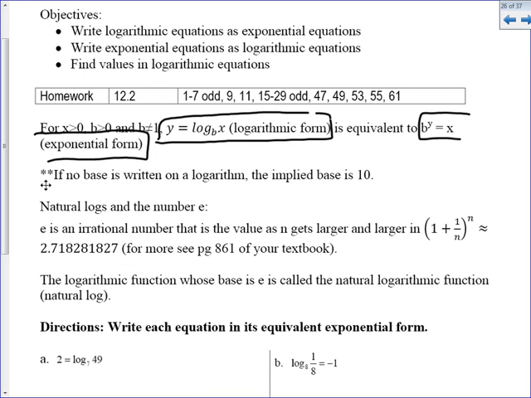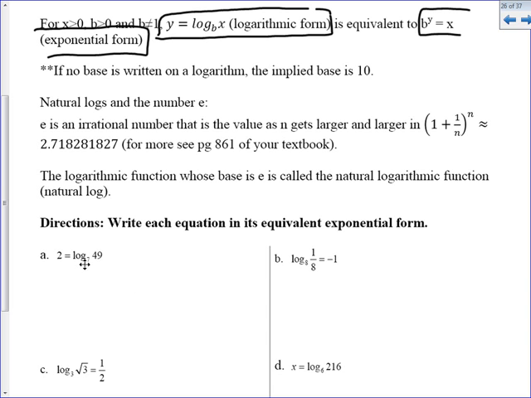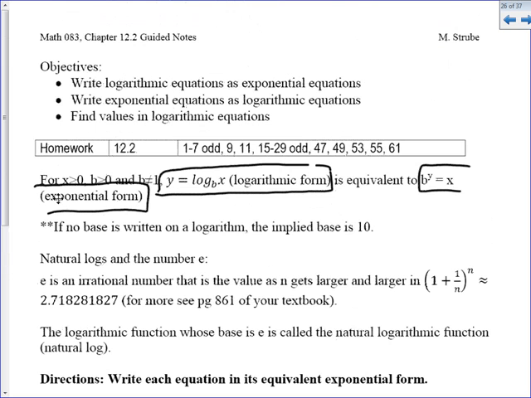And here's another commonly known fact. If no base is written on the logarithm, it's implied to be base 10. A lot of times you'll see the little number that tells us what base we want our log. If it just says the word log and there's no little number there, it's 10. The base there is 10. I think that's one of your extra credit questions. So if there's no base written, it's implied to be 10.